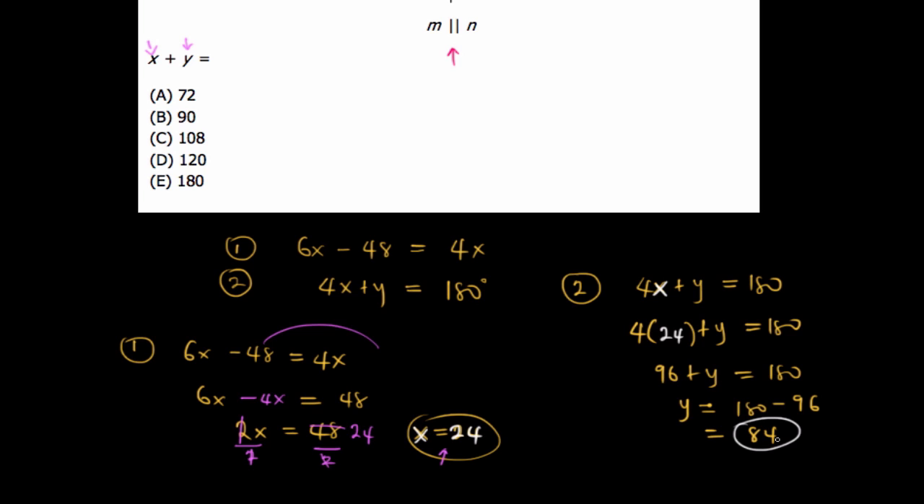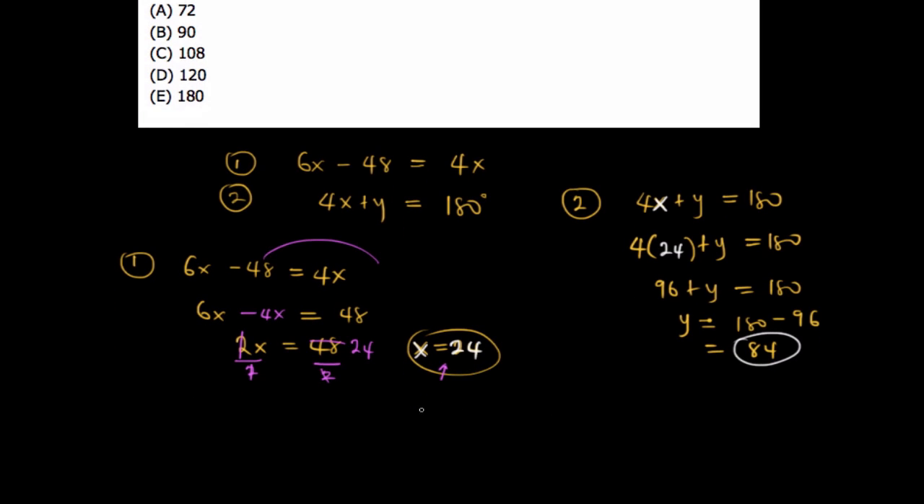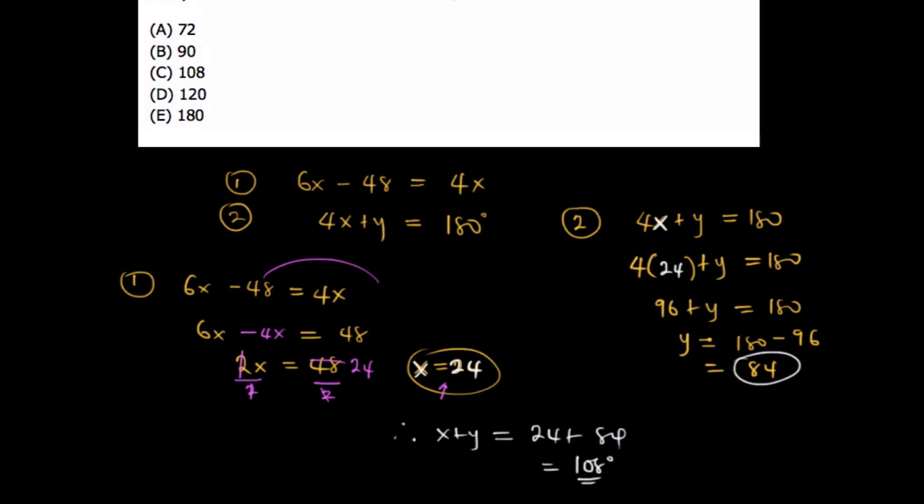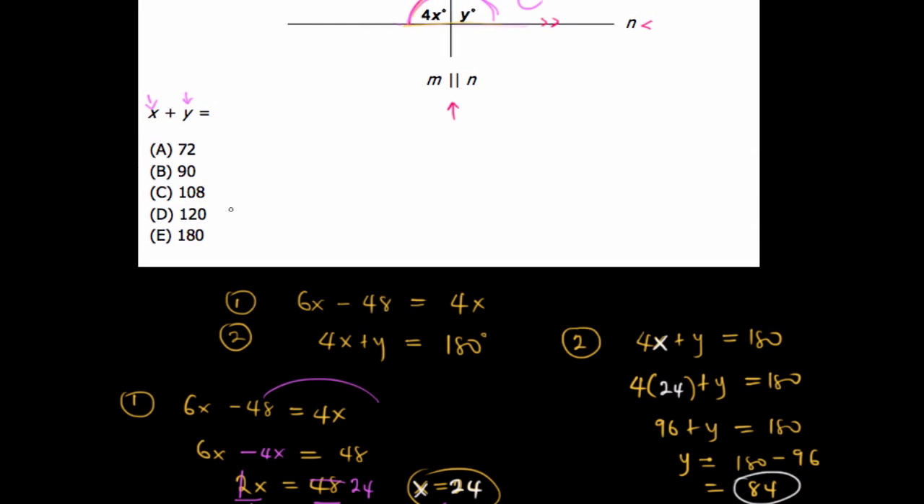Now I have y to be 84 and x to be 24, and the question says find x plus y. So x plus y is 24 plus 84, and 24 plus 84 gives you 108 degrees. So we check the options and see if we have 108 degrees. Yeah, here it is, 108 degrees. So your answer is C.